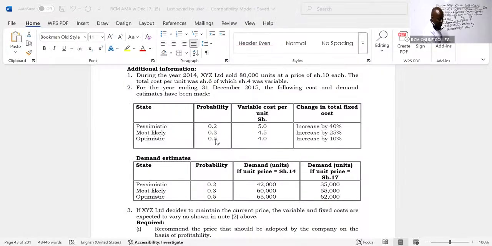The probabilities of our environments have been given here: 0.2, 0.3, and 0.5. Even in the second table, we have the same probabilities. So what shall we use those probabilities for?